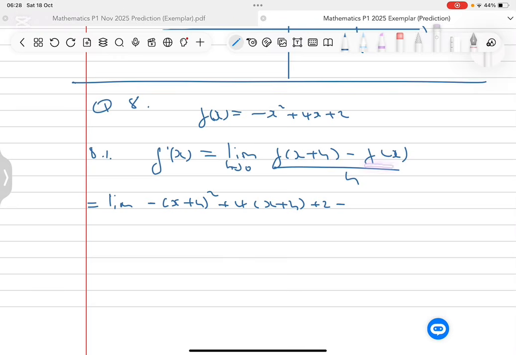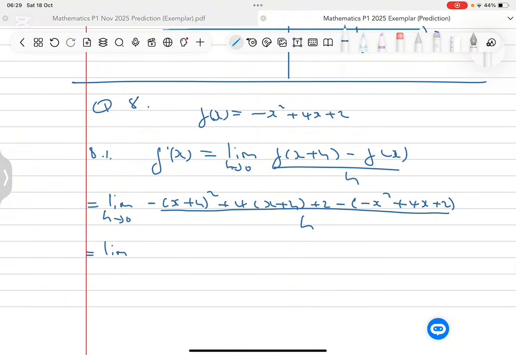Now you have to notice that for this function here, there's a negative outside, and this is a trinomial. That means that this negative affects everything in that function. So we're going to put a bracket there so that we are able to get the correct answer there. And we are dividing all this by h, and we're saying h should approach 0 here. Now from here, this question becomes very boring.